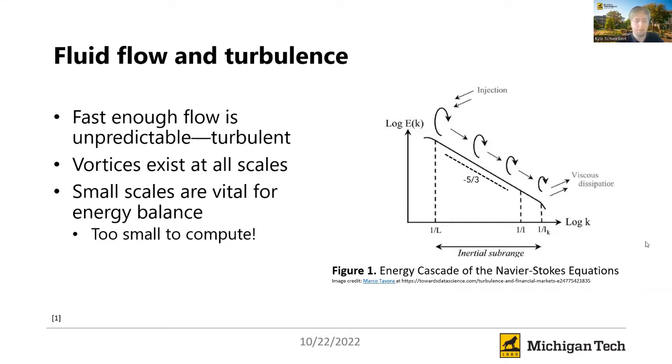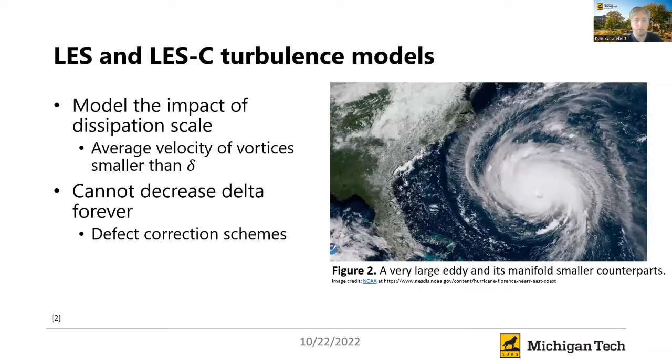But it turns out that those small vortices are actually too small to model. So in comes LES and LESC turbulence models, which stand for large eddy simulation and large eddy simulation with correction models, where instead we just sort of average the effect of these small vortices. We model vortices of scale or size delta, and we sort of average their effect on the system.